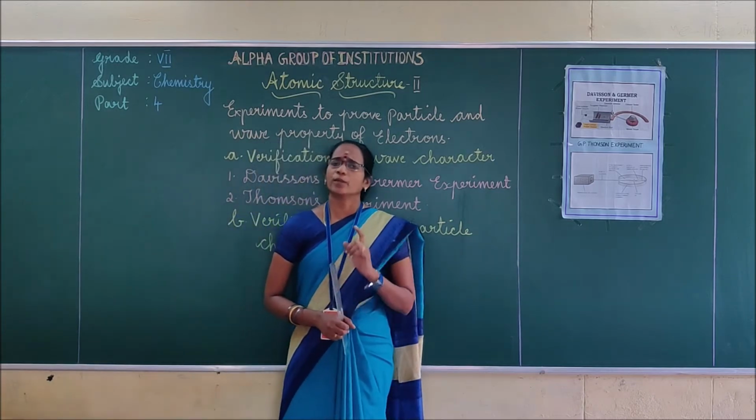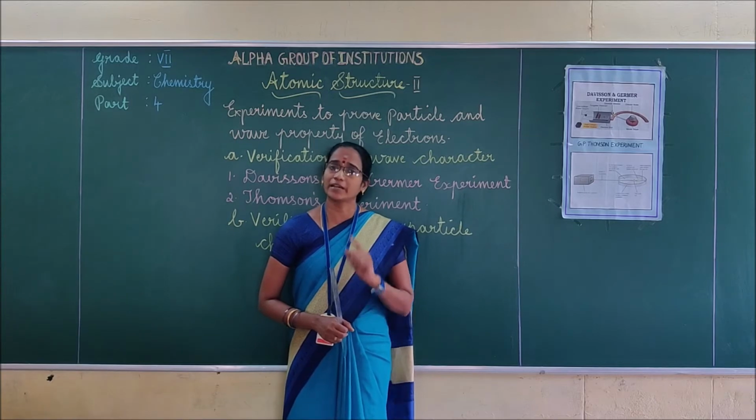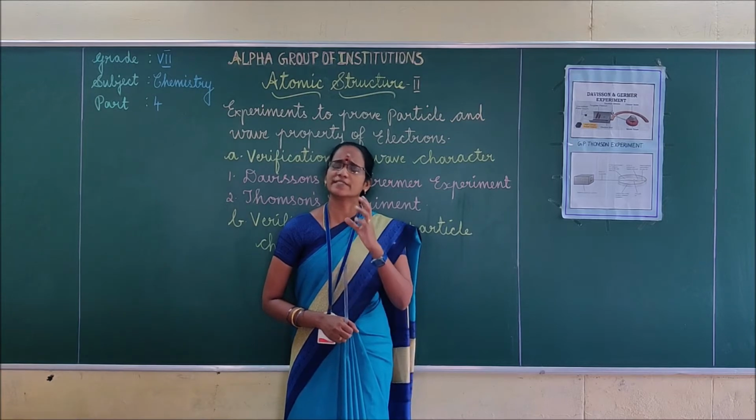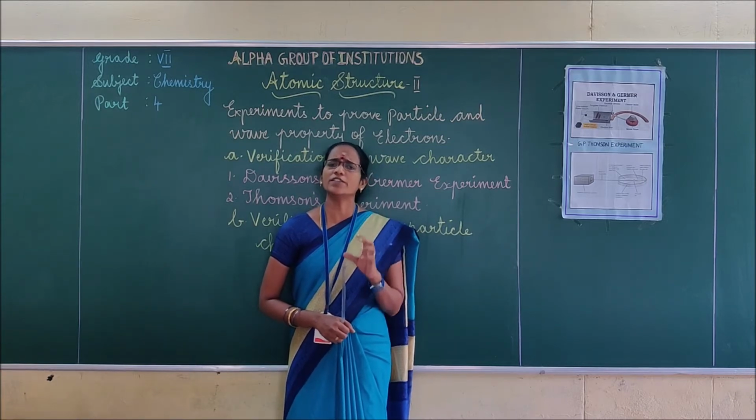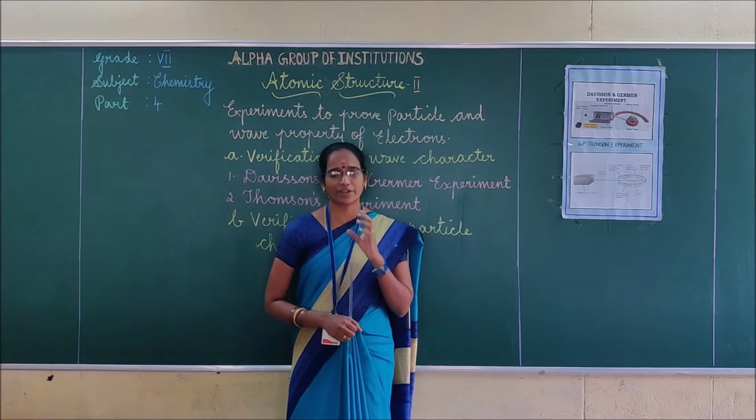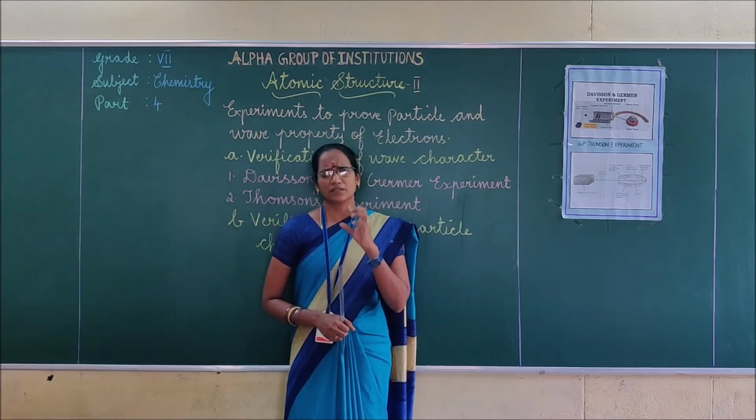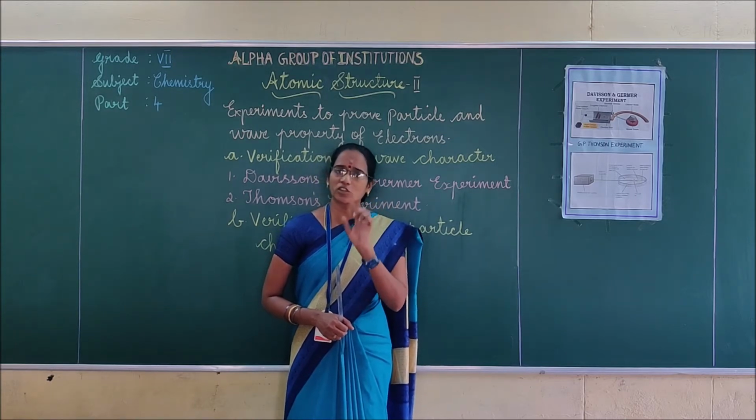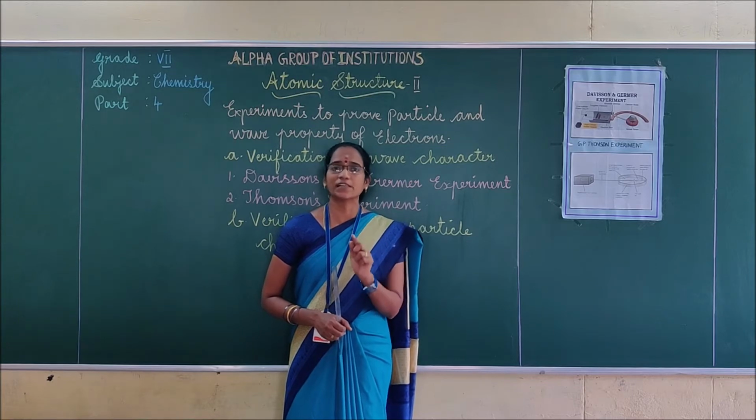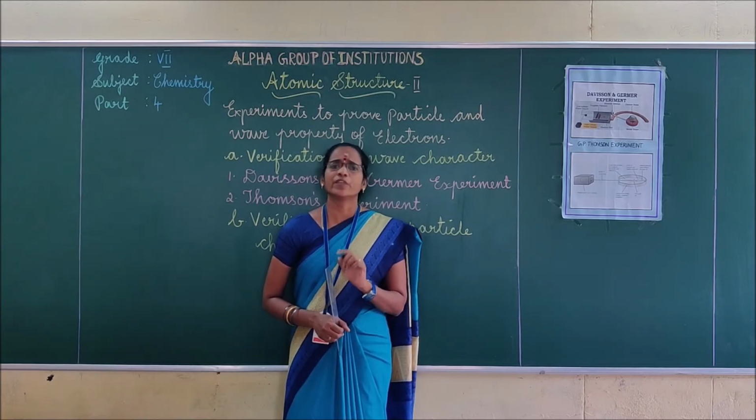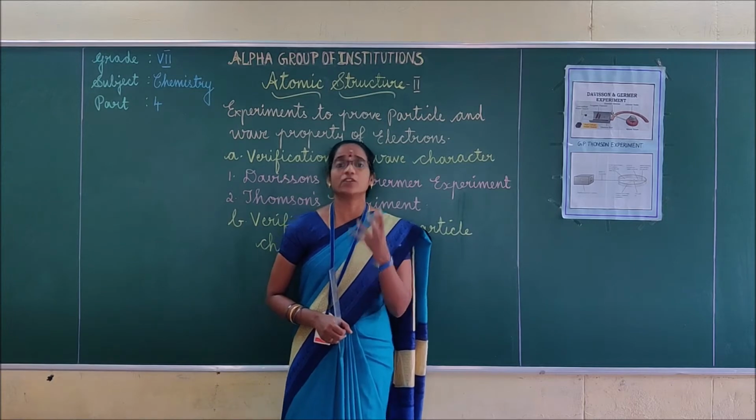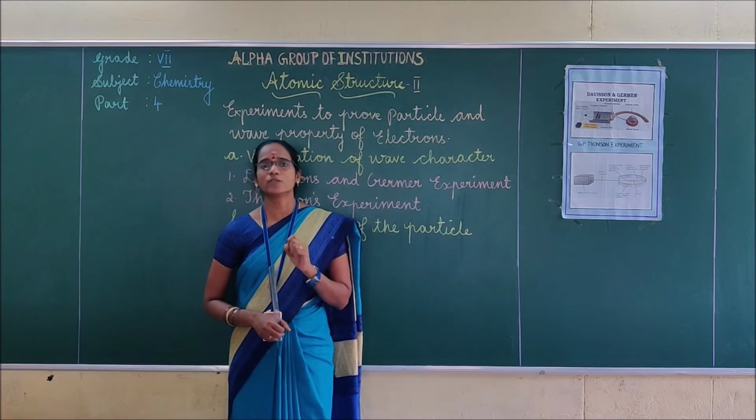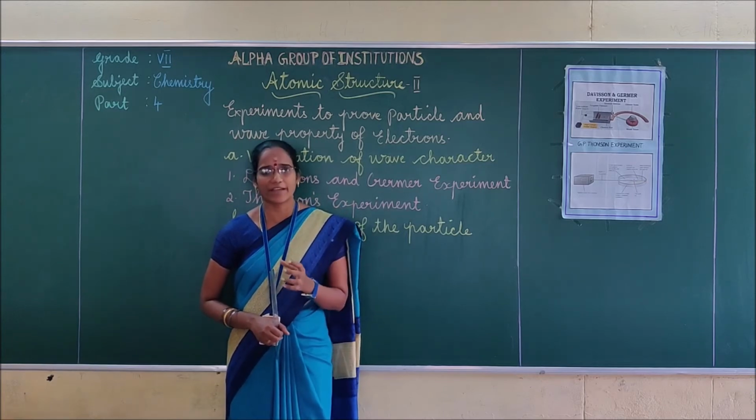I told you, a beam of electrons is obtained from the heated tungsten filament. When this beam of electrons is allowed to fall on a single large crystal of nickel, the electrons are scattered from the crystal in different directions. Scattered means dispersed, spread everywhere.